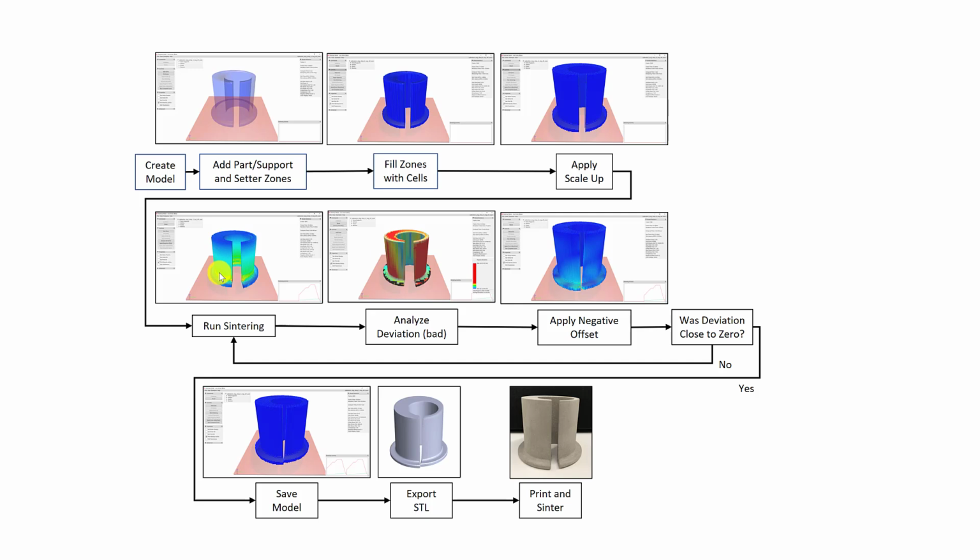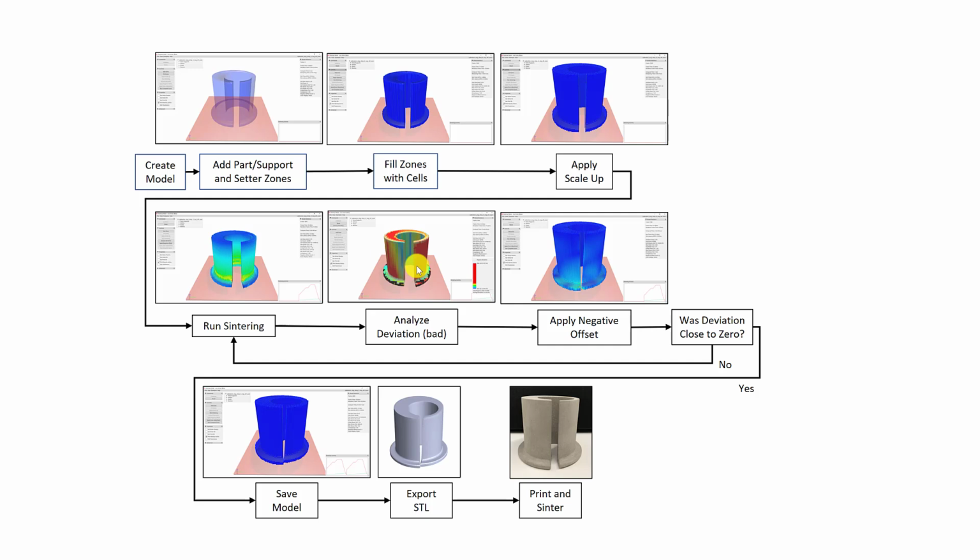This is the image in the center. It's comparing the final shape of the part after the sintering simulation with the original shape, which is the blue part in the top left corner. And it's showing us that the deviation is horrible, that it's really way out of shape.